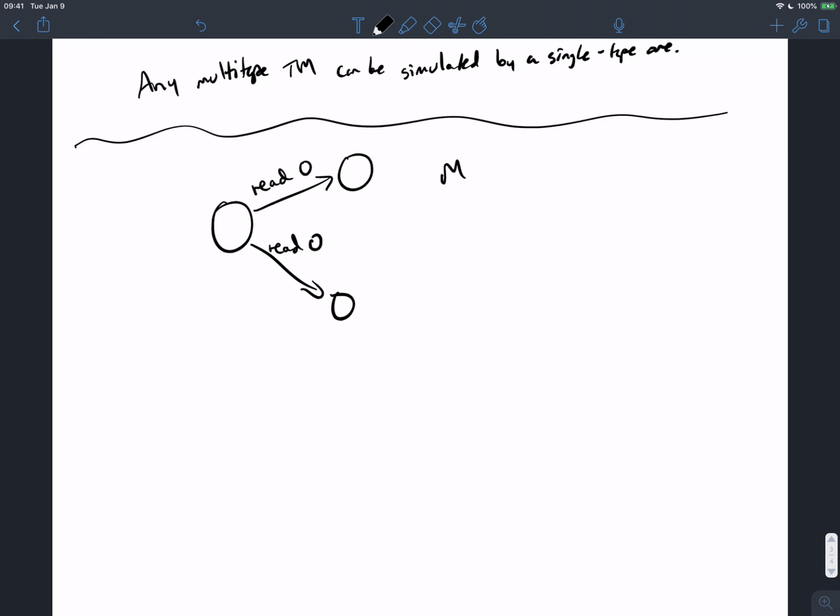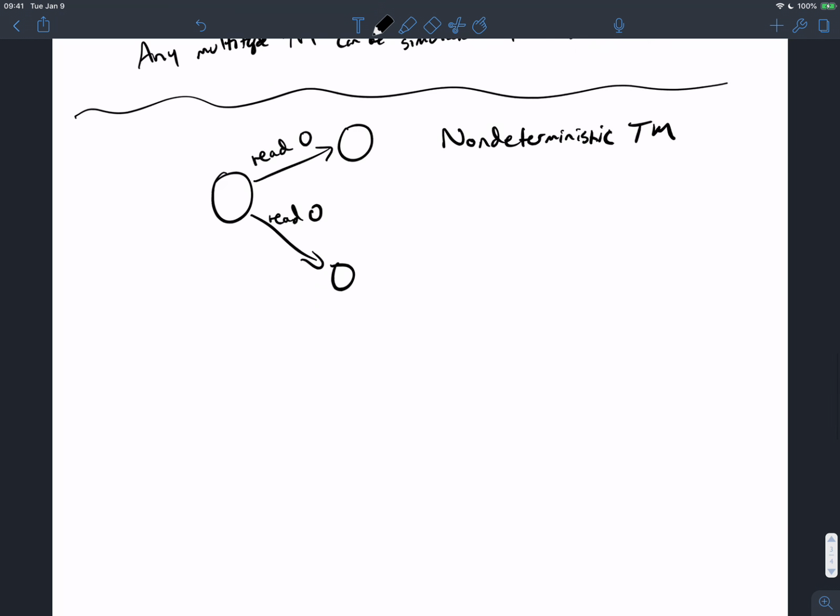So we're going to be talking about what is called a non-deterministic Turing machine. This is a concept that's very misunderstood by people who take this class. The notion of non-deterministic is not equal to random here, and it's not equal to "try all possibilities."